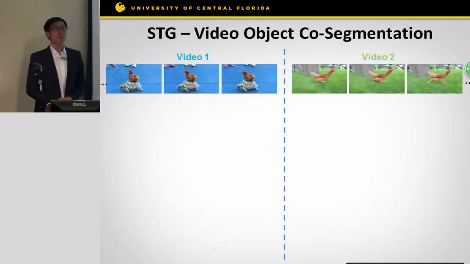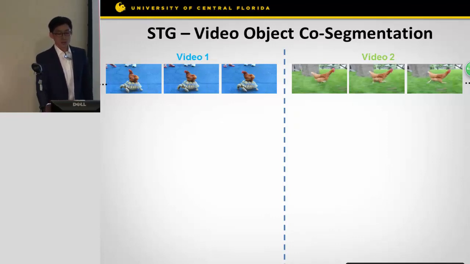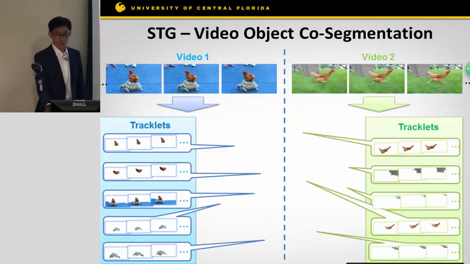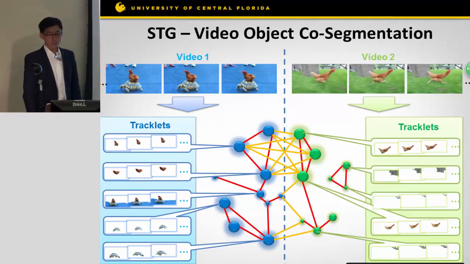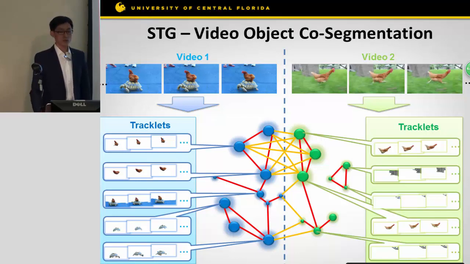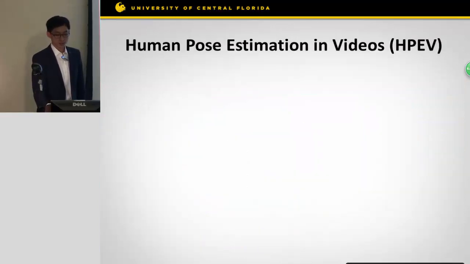Here is one example of the spatial-temporal graph employed by the video object co-segmentation problem. In this example, we have 2 videos, and we have the object proposal tracklets from these videos. The nodes represent the object proposal tracklets, and the edges represent the similarities between the object proposal tracklets. The goal is to select the maximum cliques from this graph, and each clique corresponds to one object class. After this process, we can get all the foreground objects from these videos simultaneously.